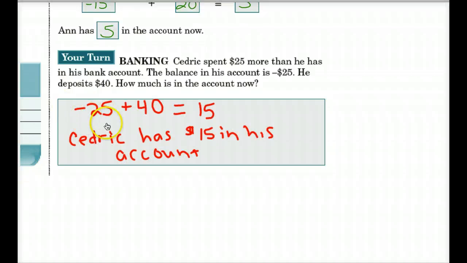Okay, so this should be the equation that you got here for this word problem. And remember, with all of our word problems, we write them in a complete sentence for our answer. So it says Cedric has $15 in his account.